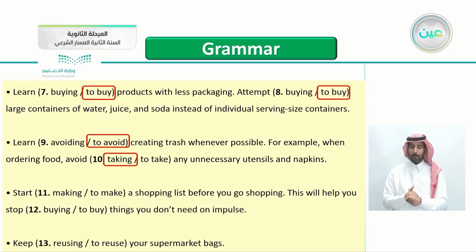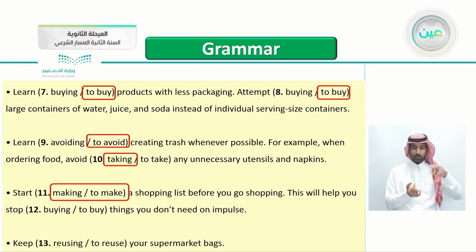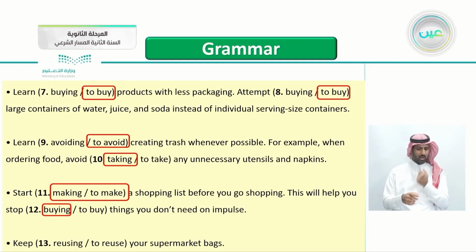Number 11, start making, start to make a shopping list before you go shopping. So we choose what? Both of them, because start comes with the gerund and the infinitive. Start making or start to make a shopping list before you go shopping. This will help you stop. Of course, this is an easy one. It's the gerund. Stop buying things you don't need on impulse.